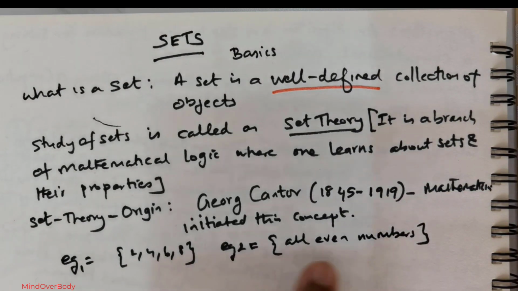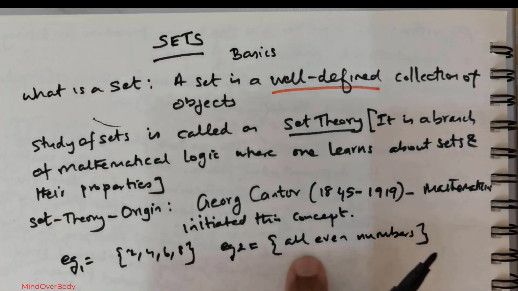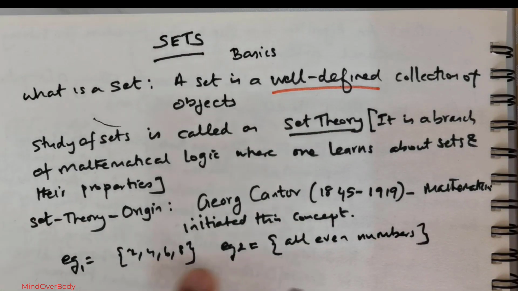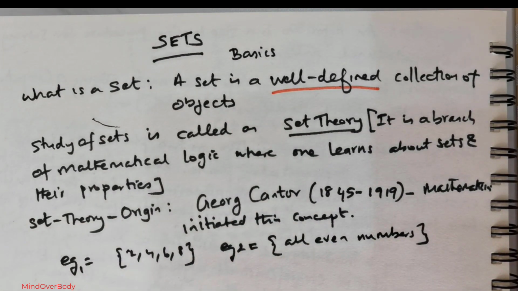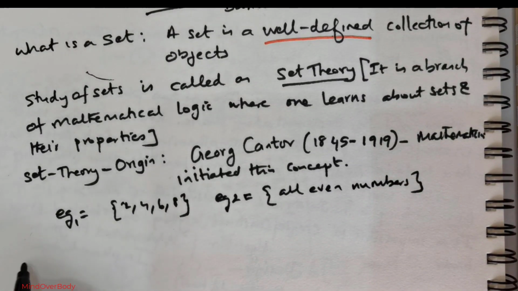Now what's the difference between this and this? This starts with 2, 4, 6, 8, and this has a phrase, all even numbers. What's the difference between this and this? This is finite, this is infinite. So clearly you know that sets also accommodate the concept of infinity. Okay, let's move on. Next is, how do you represent sets?